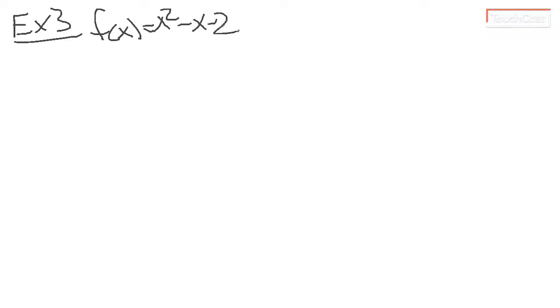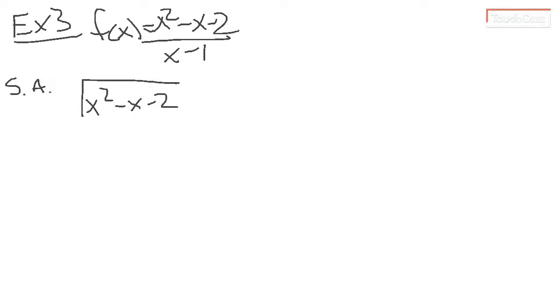So now let's actually look at an example where we're going to graph a function and find its slant asymptote. So first, this is example 3. We're going to have the function f of x equals x squared minus x minus 2 over x minus 1. Let's start by finding that slant asymptote, and then we'll simplify it to find anything else we need.